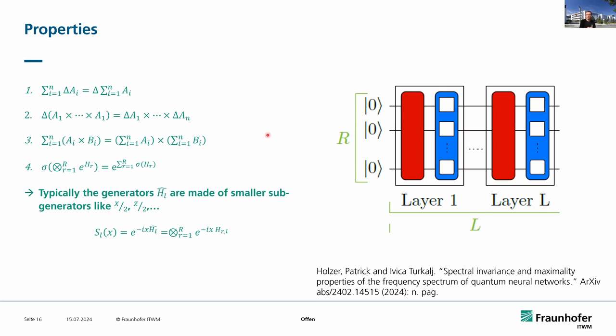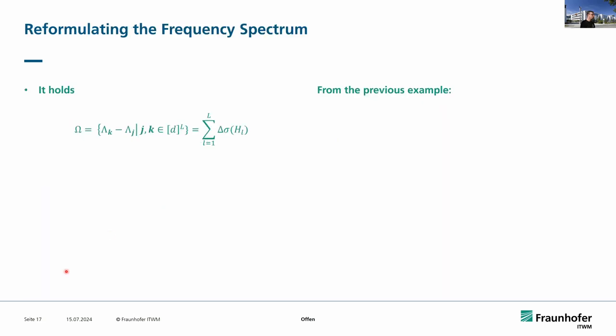Now, what is typically done in practice is we ask what the generators H are. Typically they are again made up of smaller building blocks, which we call subgenerators. This image explains it very well. In this image, the subgenerators act on a single qubit, and mathematically it's the tensor product of the smaller building blocks. And that's why property 4 is important.